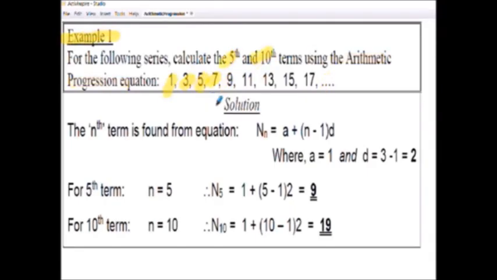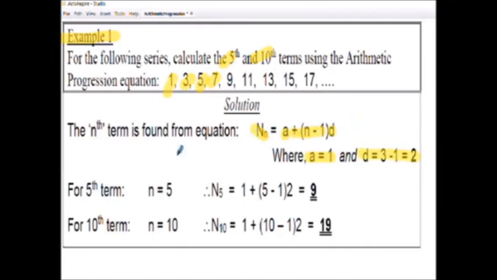The equation we're using is Tn, that's the nth value of the term in the expression, is equal to a plus n minus 1 times d, where a in this case we can see is 1 from the series, d is equal to 2. It's always the second term take away the first term if you're not sure, but we can clearly see it's 2 in this case.